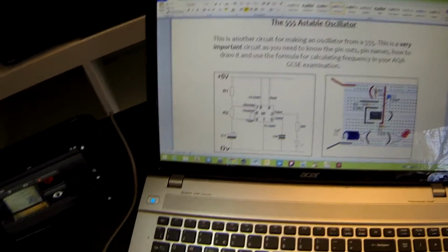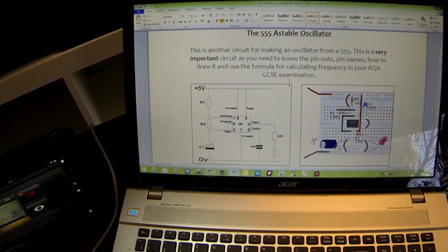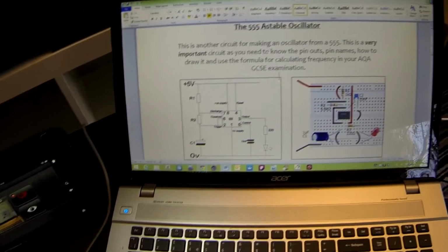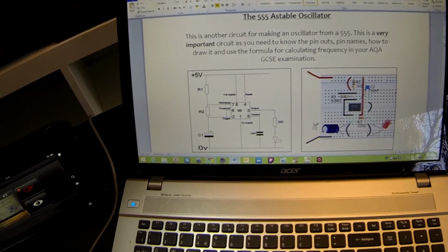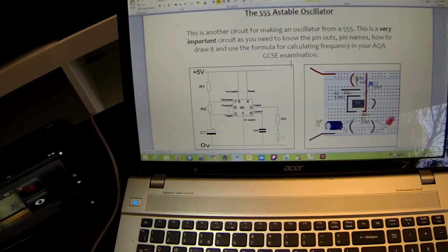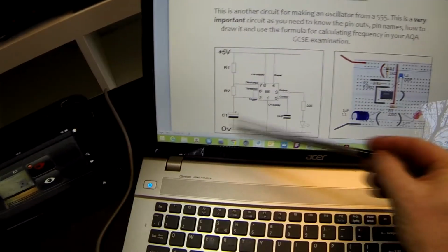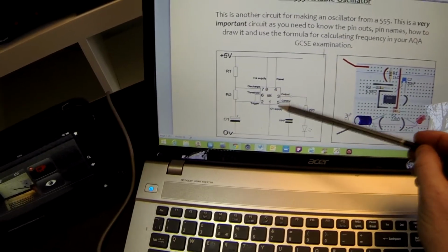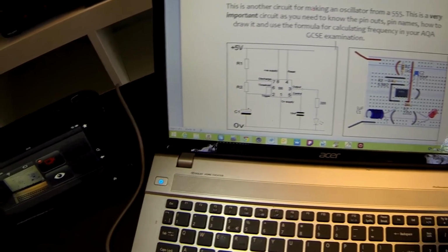Welcome to tutorial 12. In this tutorial we're going to be looking at the 555 astable oscillator. This is possibly the most important circuit that you will have to do in your GCSE AQA electronics course, both from a practical point of view and from a theoretical point of view for your exam. You will need to know how to draw the whole circuit, and need to know the numbers of all the pins and their names.